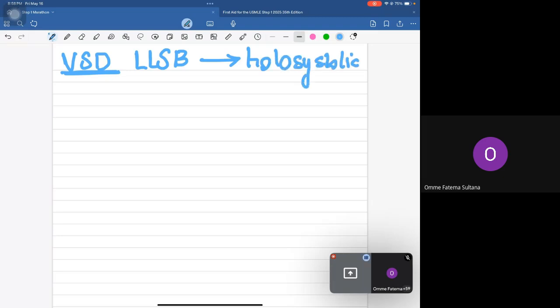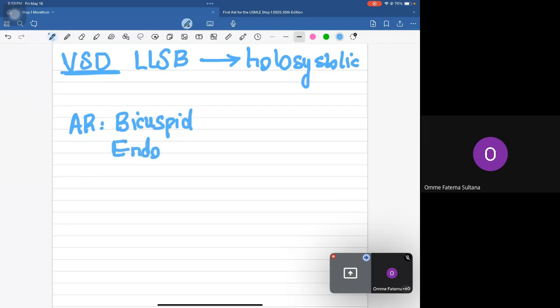Now we are going to cover two more murmurs, which are the AS and the MS. So there are a lot of causes of aortic stenosis. Number one, it can be caused by a bicuspid aortic valve. This is the BEER mnemonic here. So it could be caused by a bicuspid aortic valve. Could be caused by endocarditis.